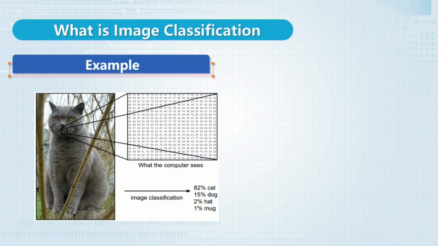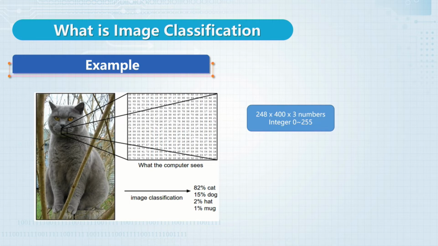For example, in this image, an image classification model takes a single image and assigns probabilities to 4 labels: cat, dog, hat, and mug. As shown in the image, to a computer, an image is represented as one large 3-dimensional array of numbers. In this example, the cat image is 248 pixels wide, 400 pixels tall, and has 3 color channels: red, green, and blue.